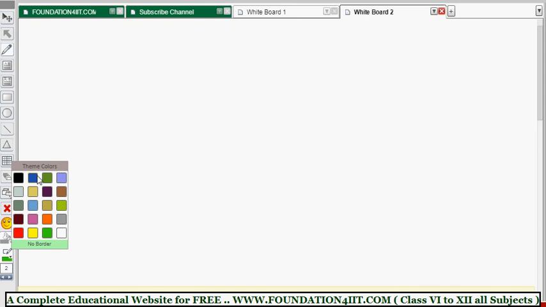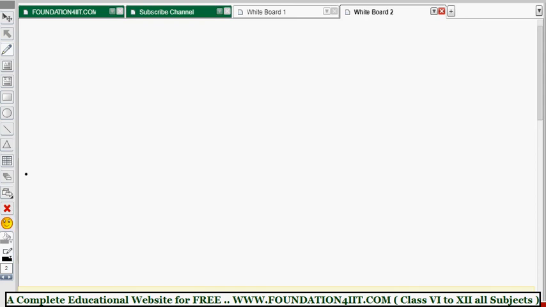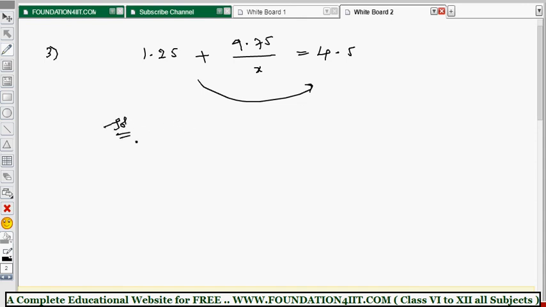Okay, I'll take one problem with decimals. Let me solve one problem with the decimals in linear equation. For example, 1.25 plus 9.75 by x is equals to 4.5. So this is a simple linear equation. Now we can use the transposing rule, because 1.25 is a number, we can transpose to the right side. So this value transposes to the other side with changing sign. Okay, then you will see the solution.